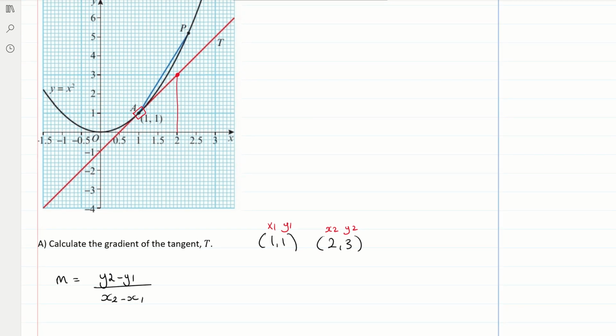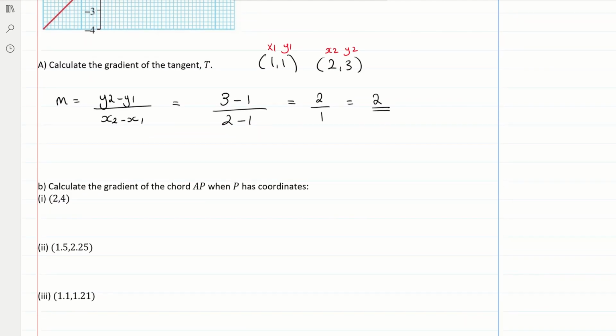So it's the vertical distance divided by the horizontal distance, and that gives us the gradient. Okay, so we've got 3 minus 1 divided by 2 minus 1. So that's a 2 divided by 1, and the gradient is 2.